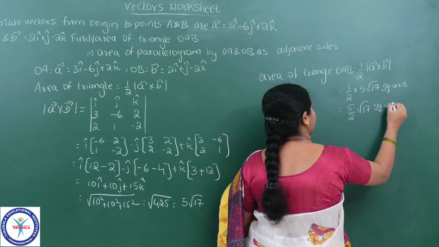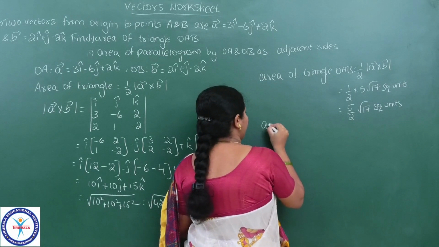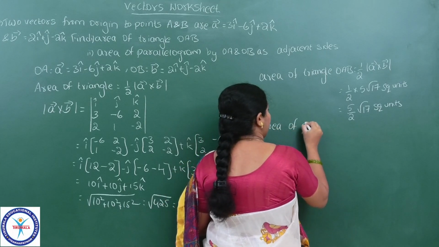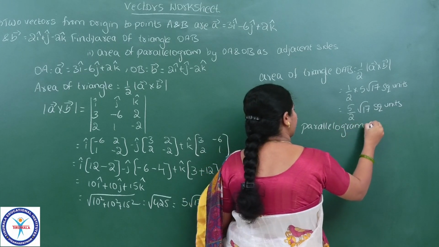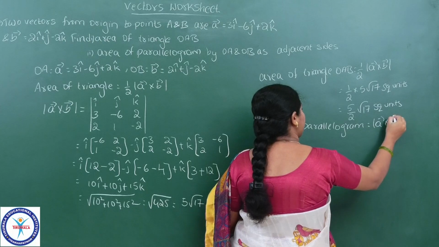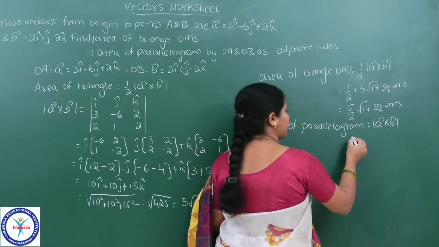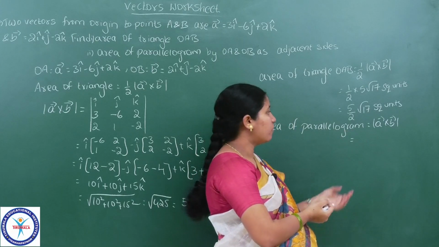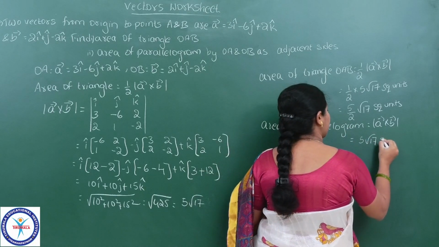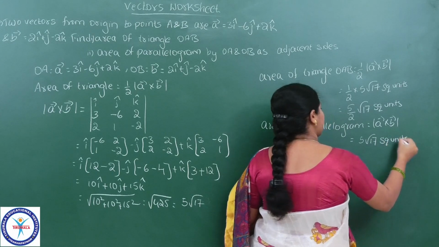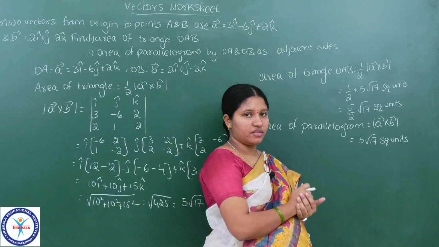Now let us find the parallelogram area. So area of parallelogram is equal to modulus of A bar cross B bar if A bar and B bar are the two adjacent sides of a parallelogram. So that equal to, already we have obtained the value of mod A bar cross B bar, which is 5 root 17 square units. So the area of triangle and area of parallelogram we have to find in this way.